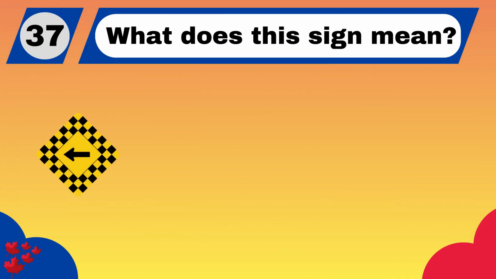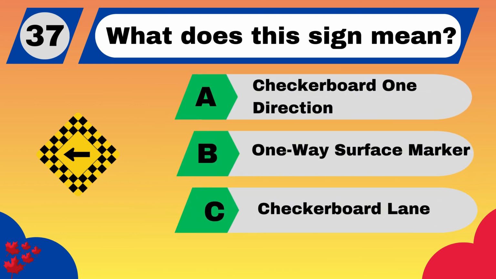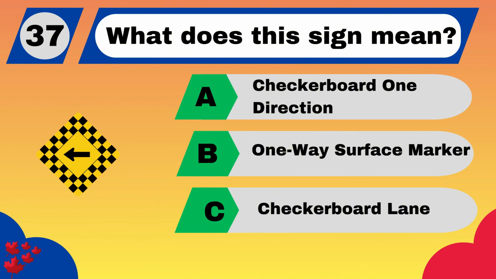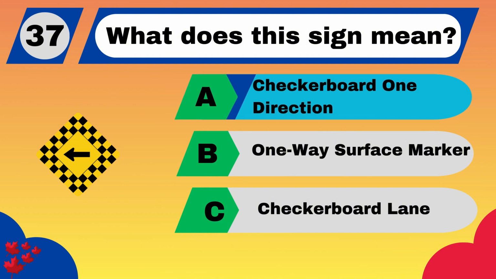Question 37. What does this road sign mean? A. Checkerboard one direction. B. One-way surface marker. C. Checkerboard lane. You got it. A. This sign marks a checkerboard in one direction.